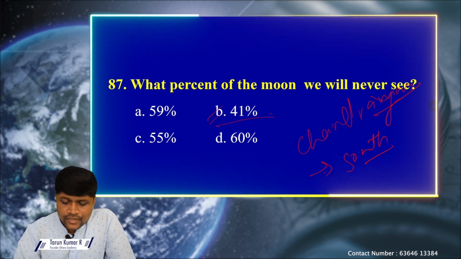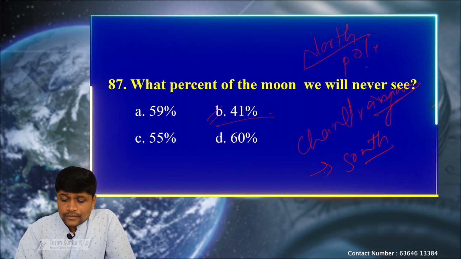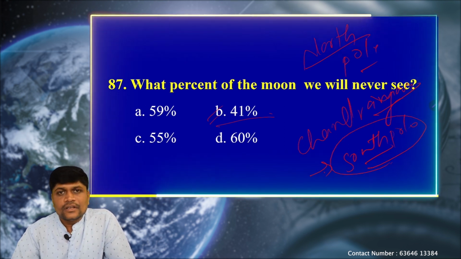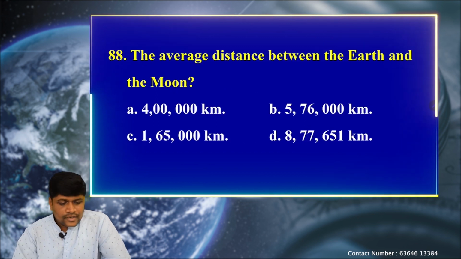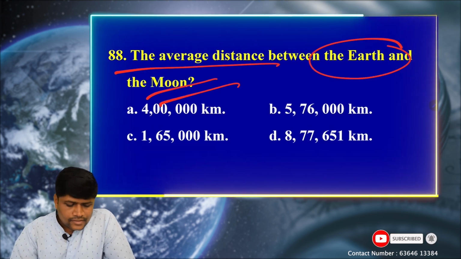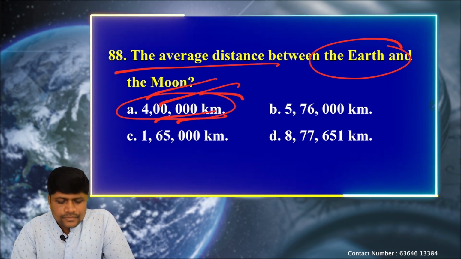Because of the tidal locking situation, we will be seeing only the North Pole of the moon, but not the South Pole. So because of the Chandrayaan mission, now we are seeing the South Pole of the moon. Next question, the average distance between the earth and moon. Again, as we discussed, the average distance between the earth and the moon is certainly 4 lakh kilometers.